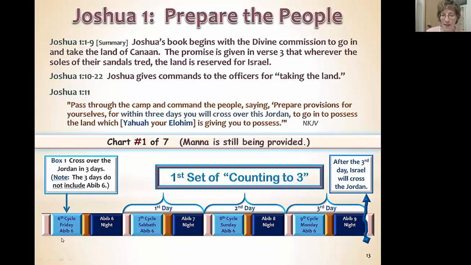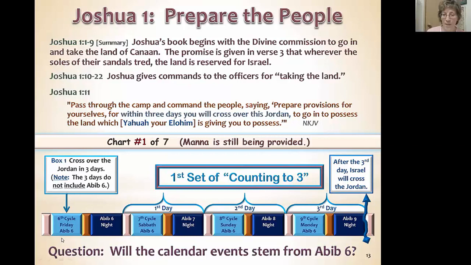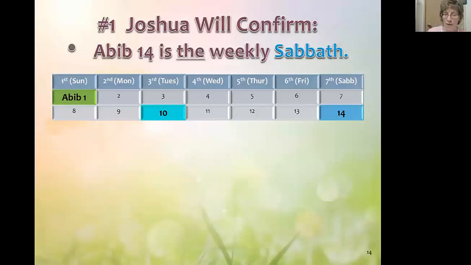We'll put all of the sets on the charts. But the question is, will the calendar events stem from Abib 6, or do we have the wrong date? Let's watch this very carefully. Everything will be labeled on the charts. I'll have quite a few of these slides, this pretty background, and there'll be just kind of little reviews as we go through. There's quite a few of them, maybe 15 or 18 of them, and they're all numbered, okay? So I think we go up to number 10.